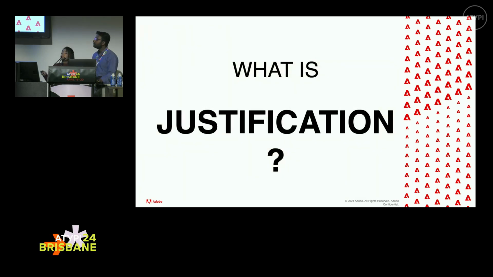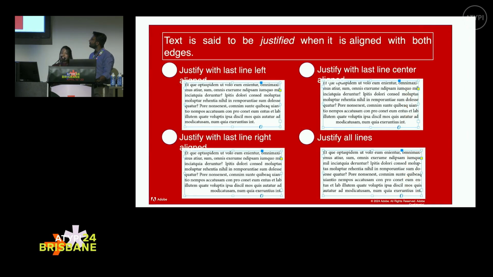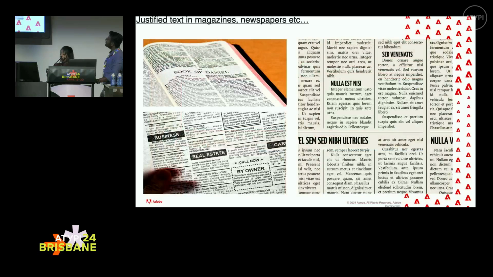So what exactly is justification? A text is said to be justified when it is aligned and spaced such that it is aligned to both the sides, such that both the sides have a clean edge. And a text can be justified in 4 different ways, as you can see here. The first one is justify with last line left align, justify with last line center align, justify with last line right align, and justify all lines. And here you can see that justified text is quite common in publishing segments like magazines, newspapers, etc., as you can see here on the screen.